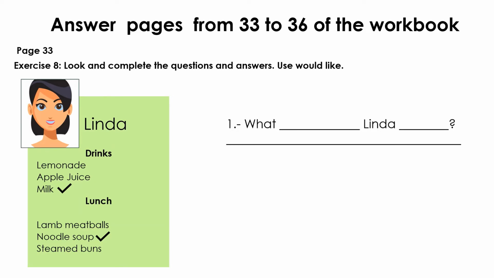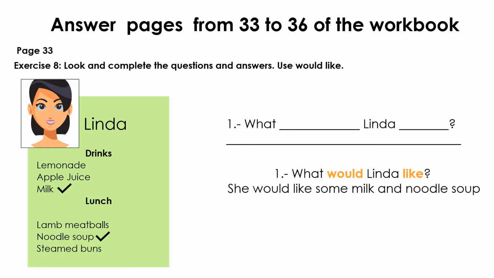For example, the first one is about Linda, and we have a check mark in the food that Linda likes. We have in the workbook what blank Linda blank question mark. The answer will be what would Linda like? And for the answer we have to check the food that she likes. And the answer will be she would like some milk and noodle soup. Now please answer the missing one.